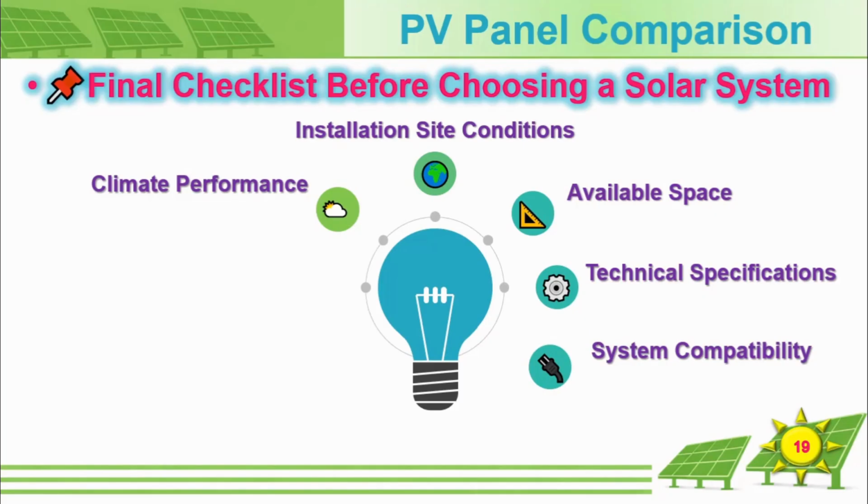Another very important point is compatibility with other equipment. Your panel should be compatible with the inverter and with the battery in off-grid and hybrid systems, of course. Matching the voltage and current with your system. These are calculation matters that should be addressed before buying the panel. You definitely need to take that into consideration.